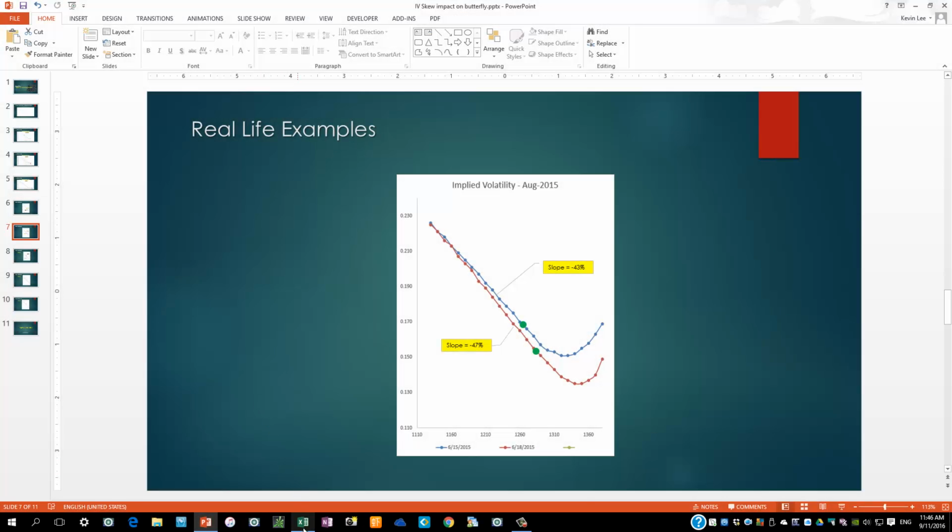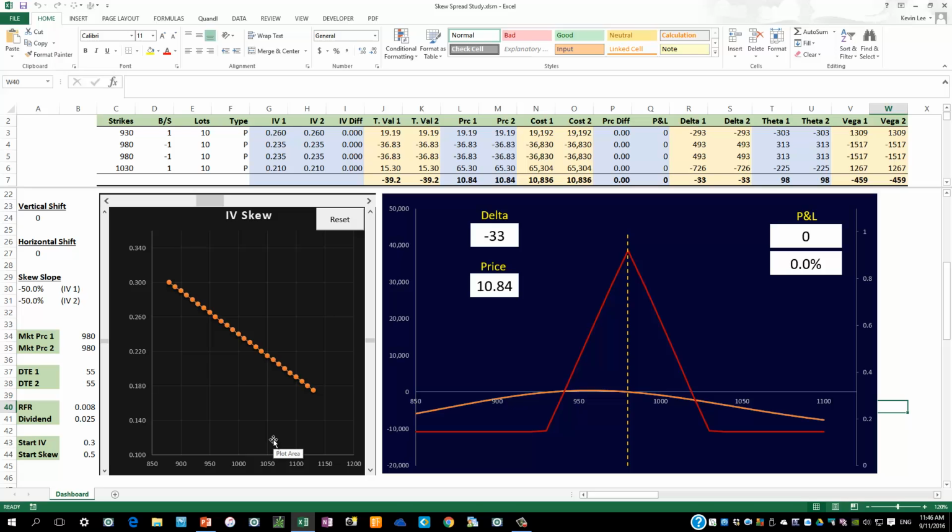Okay, let's go back to the Excel spreadsheet. And now let's take a look at a different type of analysis. I'd like to look at delta right now. As the implied volatility goes down, the delta of a butterfly becomes more negative. Take a look, it becomes more and more negative. This is a well-known fact for butterfly traders. In a low IV environment, you tend to get a more negative delta.